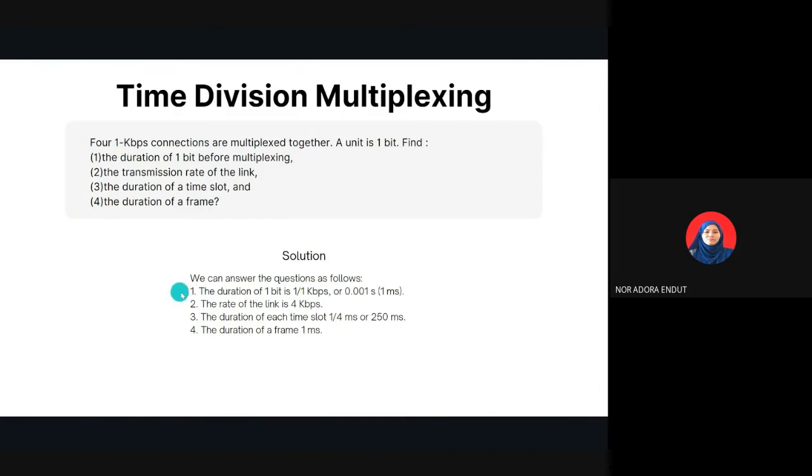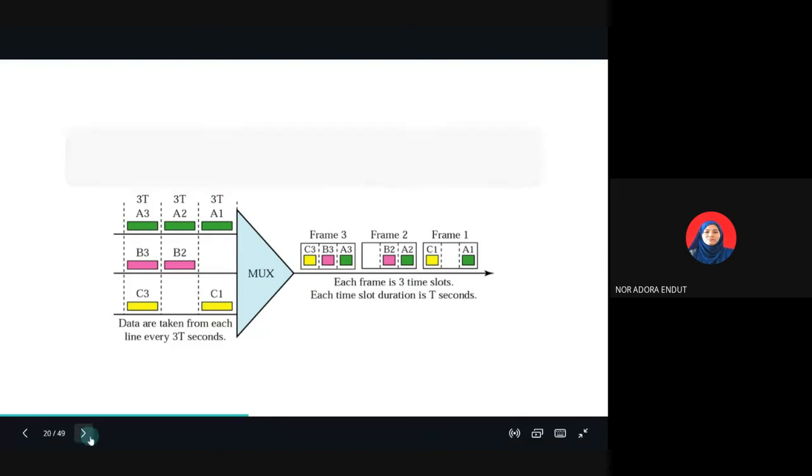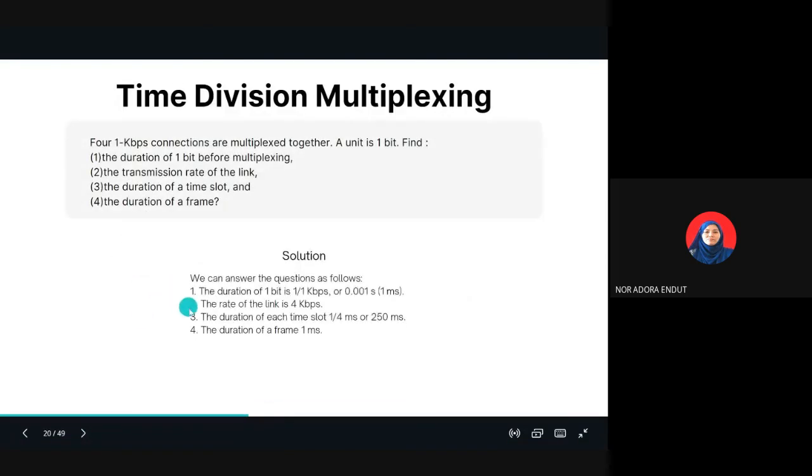Okay, so the duration of 1 bit is, since kita hantar 1 kilobits per second, 1 second hantar 1000. So untuk 1 bit bahagilah 1 bahagi 1000, ataupun dapat 1 millisecond. Okay, so the rate of the link will be, sebab the data rate of the link is n times faster. N times referring kepada berapa channel. So since kita ada 4 channel multiplex together dan setiap satu 1 kilobits per second, the rate of the link will be 4 kilobits per second.